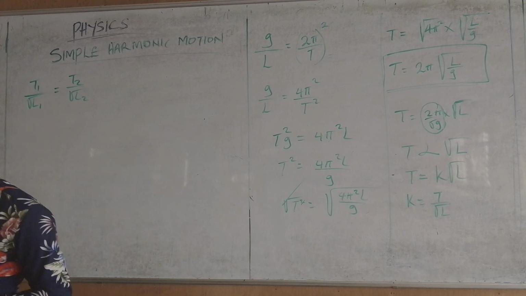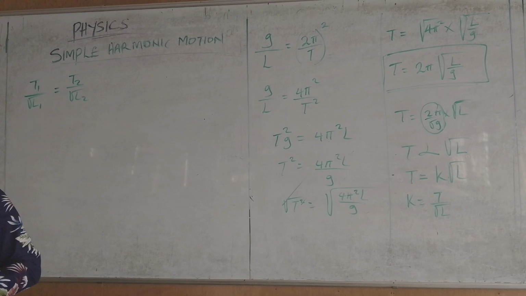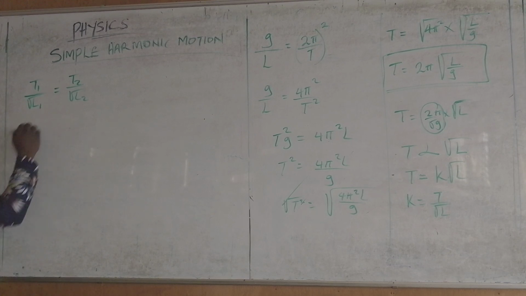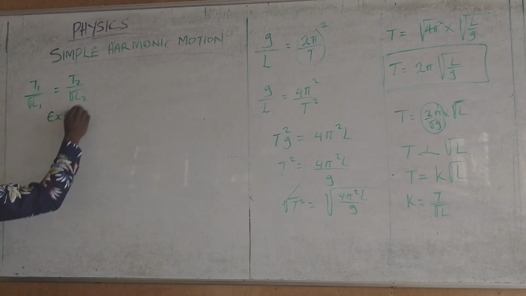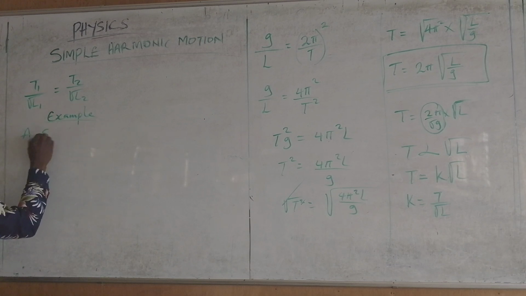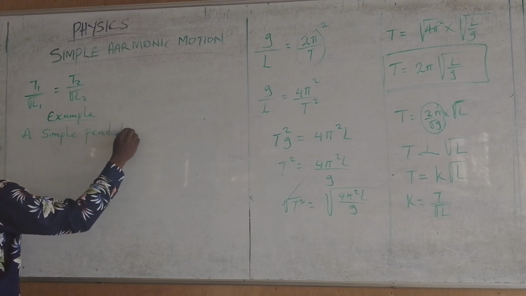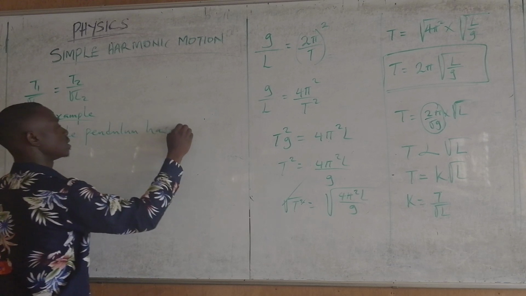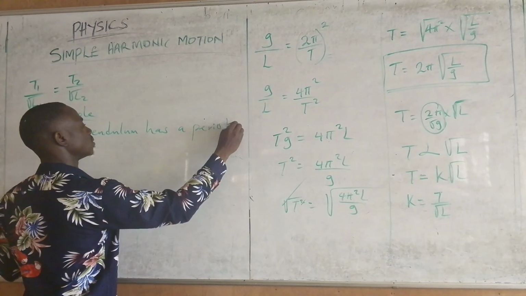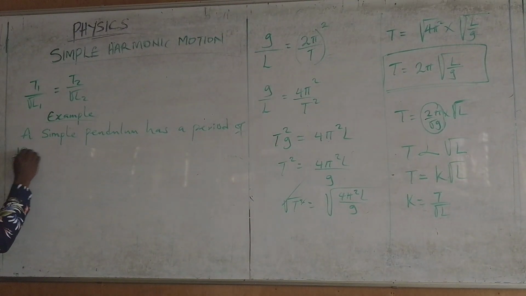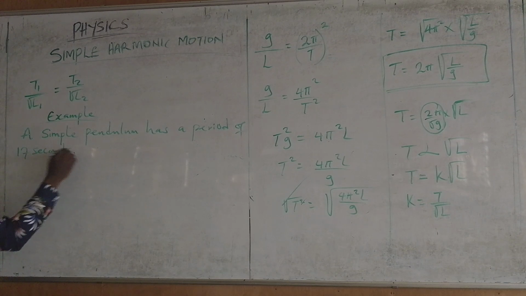This question says, you can write down: a simple pendulum has a period of 17 seconds. That's an example now.